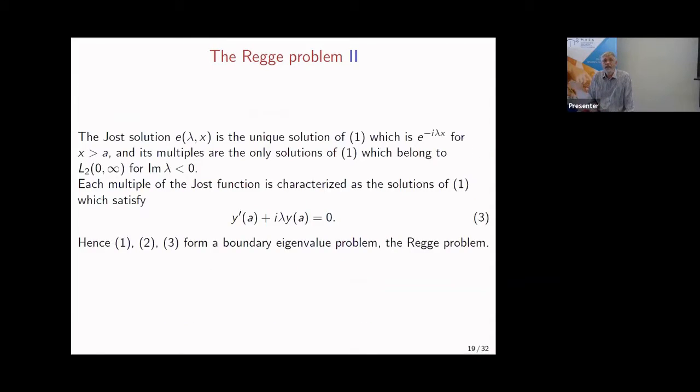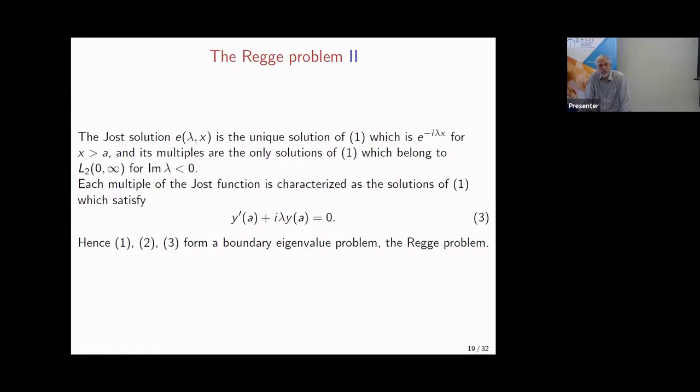And we have the boundary condition y of 0 equals 0. Now then one looks at the Jost solution. Then the potential is 0. In that case, of course, we have the solutions e to the power minus i lambda x and e to the power i lambda x, and the only one which would lead to a solution which is L2 is e to the minus i lambda x.